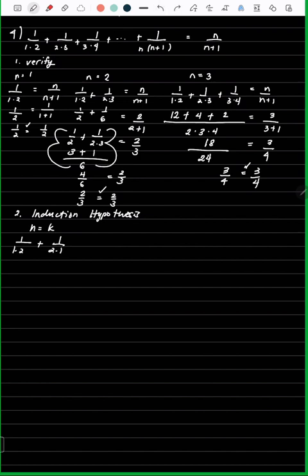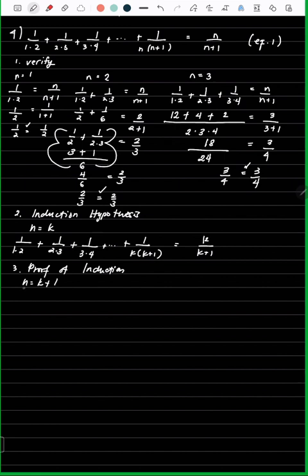So we go to step number 2, which is the induction hypothesis. All we need to do there would be to substitute, right? To substitute your n to k. So that would be 1 over 3 times 4 plus 1 over k, k plus 1 is equivalent to k over k plus 1. So again, this is our equation 1.